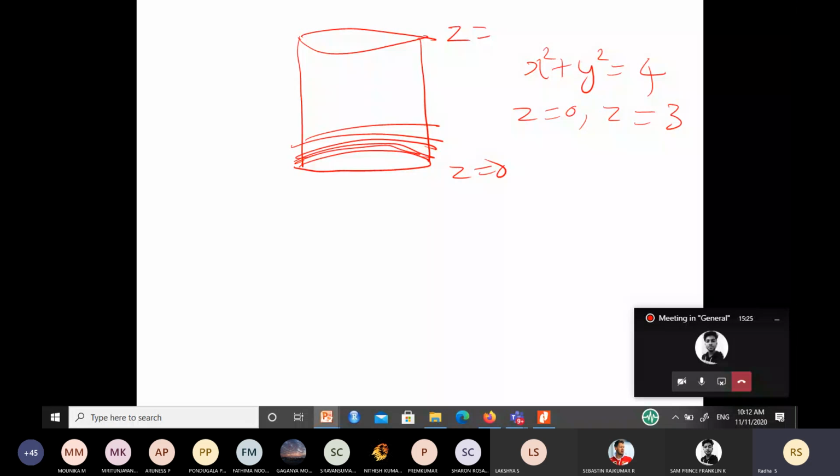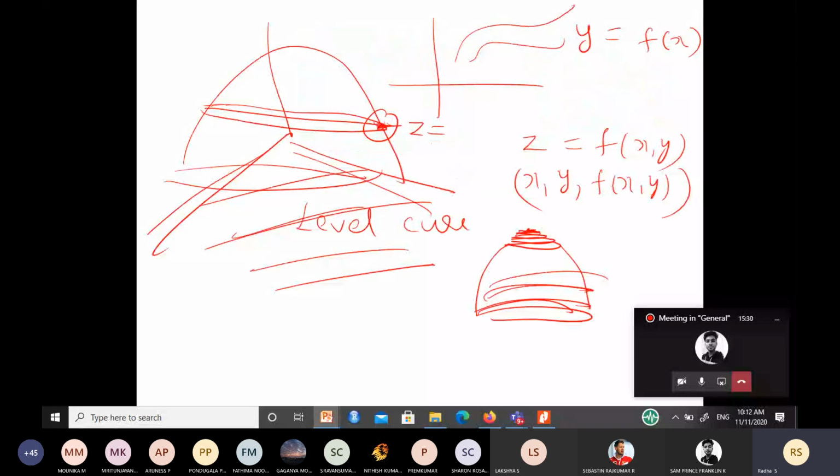So what is a level curve for a cylinder? It is again a circle. But there also, for the paraboloid, the only difference is that the radii of the circles were different. Okay.